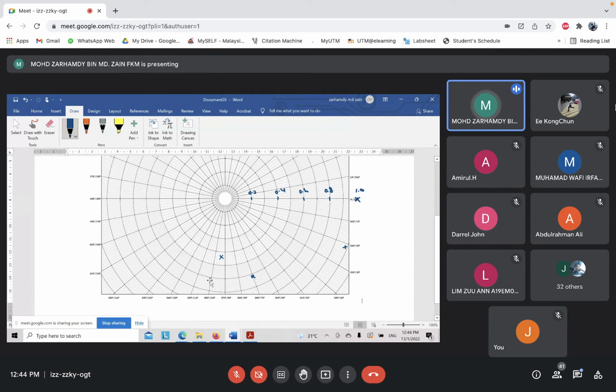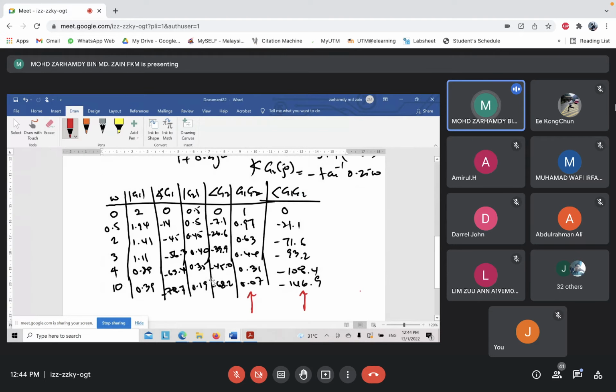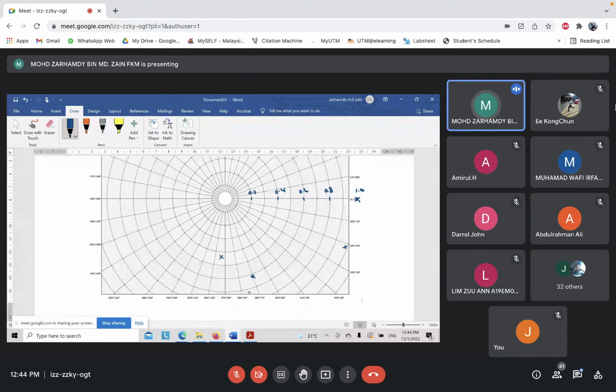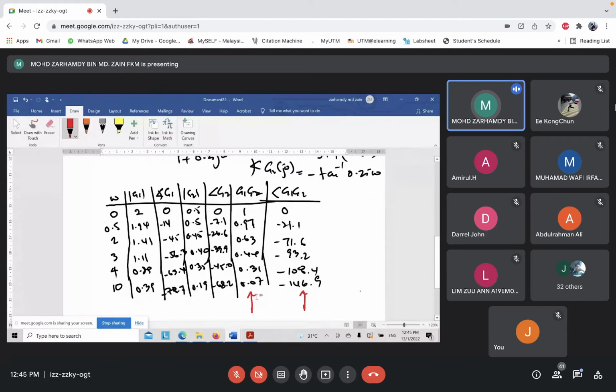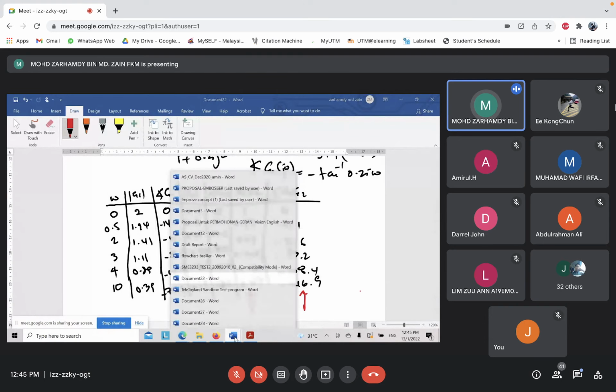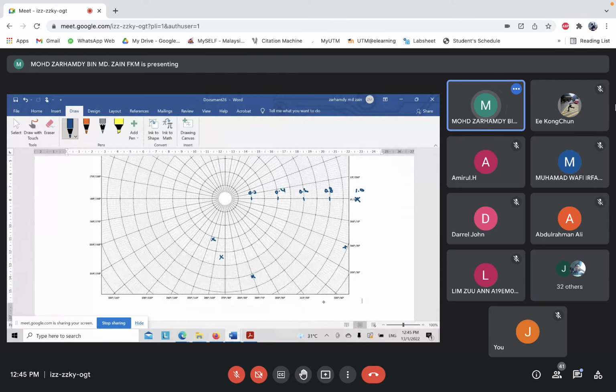Okay, so we have 0.31, 108. 0.31 is 30 plus, and 108 is 100, 110, somewhere here. 0.31 should be here. Okay, last, 0.07, 146. 0.07 is close to 0. So 146, 140, 150, roughly here.